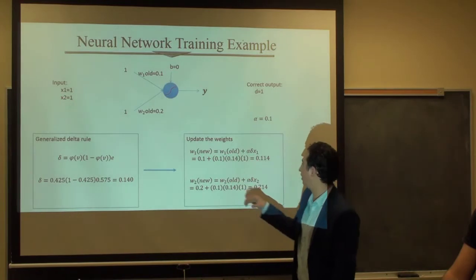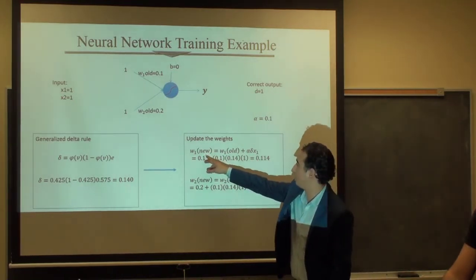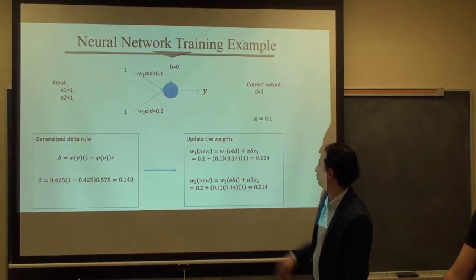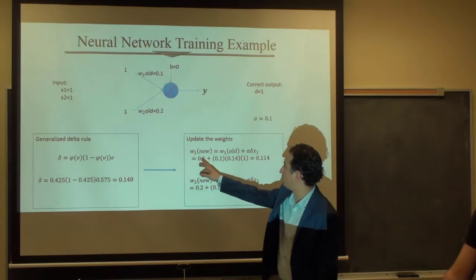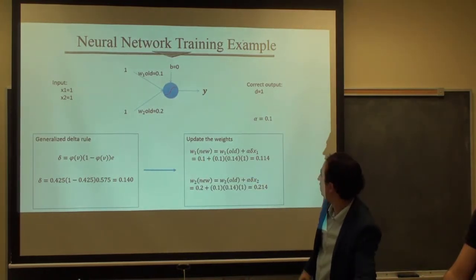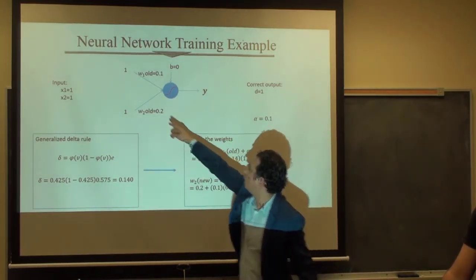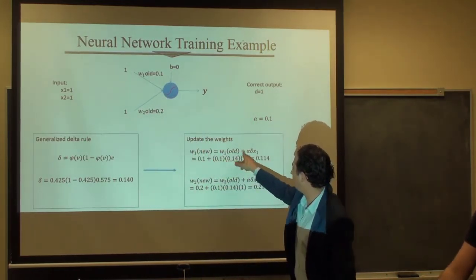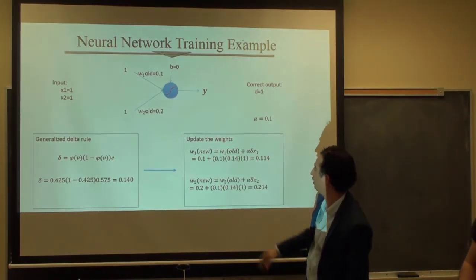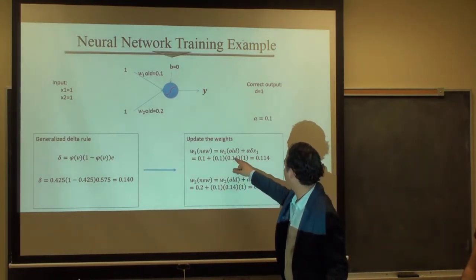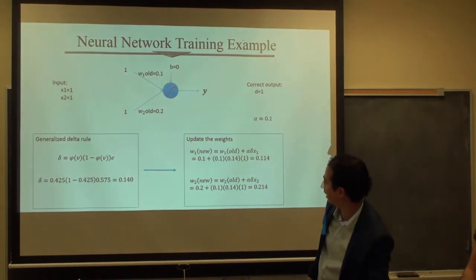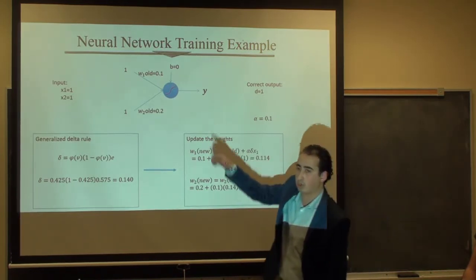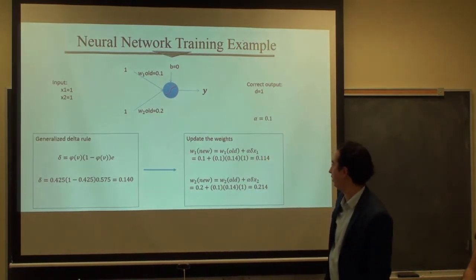So what is the updated weight? From the equation, the new weight equals the old weight plus alpha multiplied by delta multiplied by x1. What is the old weight? For the first one, it was 0.1, plus the alpha, which was 0.1, I think, and the delta we calculated, I think it's over here, 0.14, multiplied by the x1, which is 1. So we get a number of 0.114.